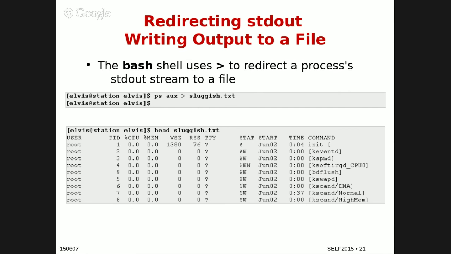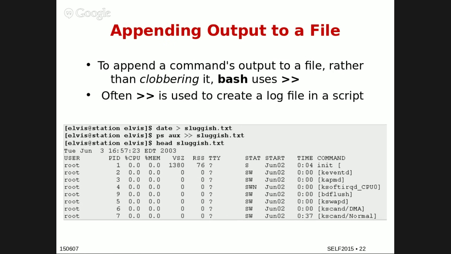So for example, here we're just redirecting the output of the ps command into a file named sluggish.txt. Notice there's no return to the current standard out because we have redirected the output of the ps command. So if we want to see that, we've got to open up sluggish.txt to see that output. So that's just redirecting output.